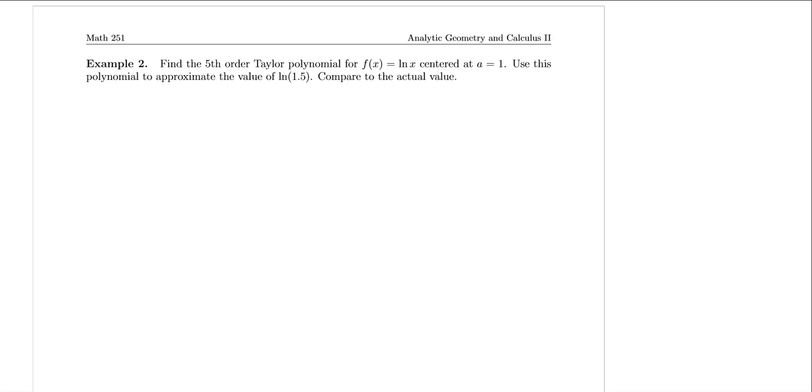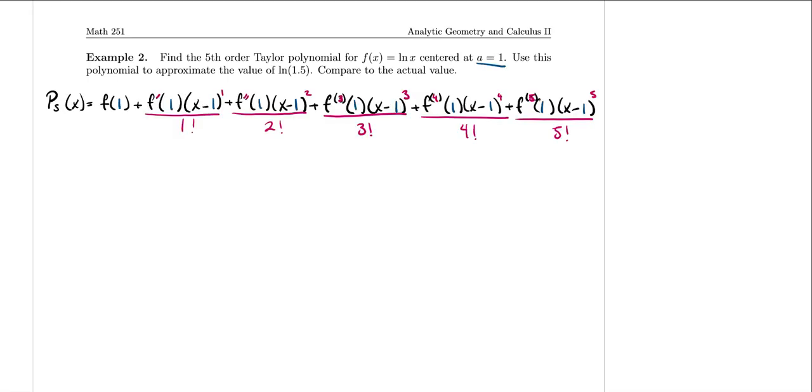Since we're looking for the fifth order, that means that we need to go all the way to our fifth derivative. Before I start taking the derivatives, I'm going to write down the format that our polynomial should have. So P5 of x is going to be equal to f of 1 plus the first derivative evaluated at 1 times x minus 1 over 1 factorial, plus the second derivative evaluated at 1 times x minus 1 squared over 2 factorial, then the third derivative evaluated at 1 times x minus 1 cubed over 3 factorial, then the fourth derivative evaluated at 1 times x minus 1 to the fourth over 4 factorial, and last but not least, since it's the fifth order, we have the fifth derivative evaluated at 1 times x minus 1 to the fifth divided by 5 factorial.